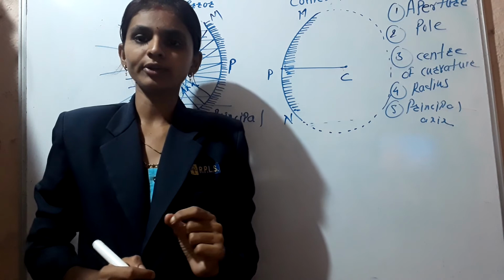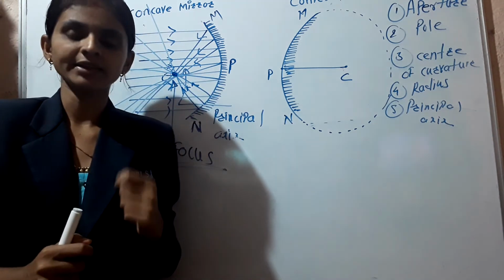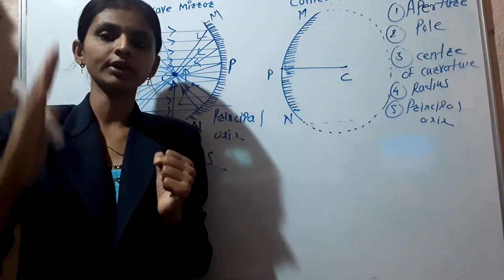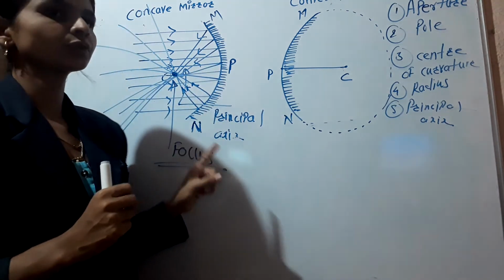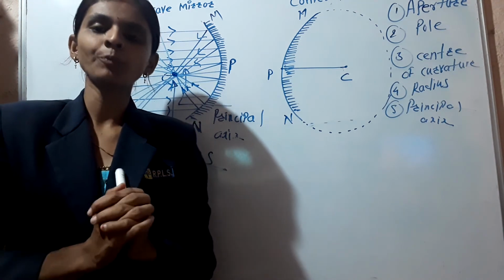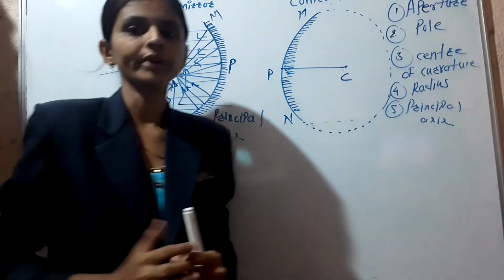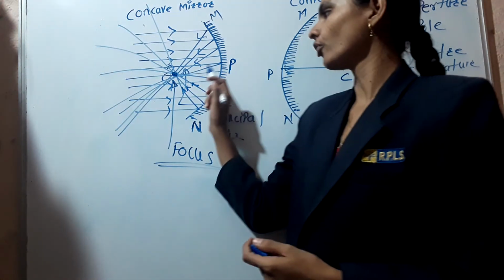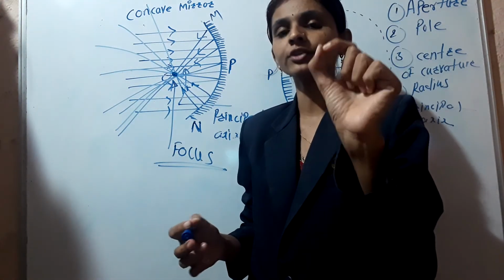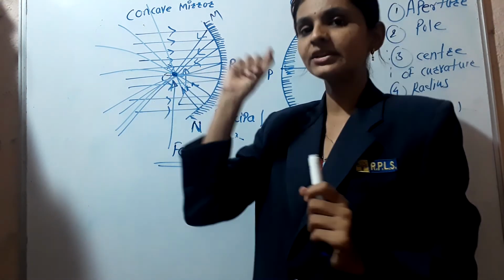So in the case of the concave mirror, you can see that when the parallel rays fall on the reflecting surface, they get reflected and converge at the same point, and that point is known as the focal point. So here you can see that the focal point of the concave mirror is in front of the mirror.